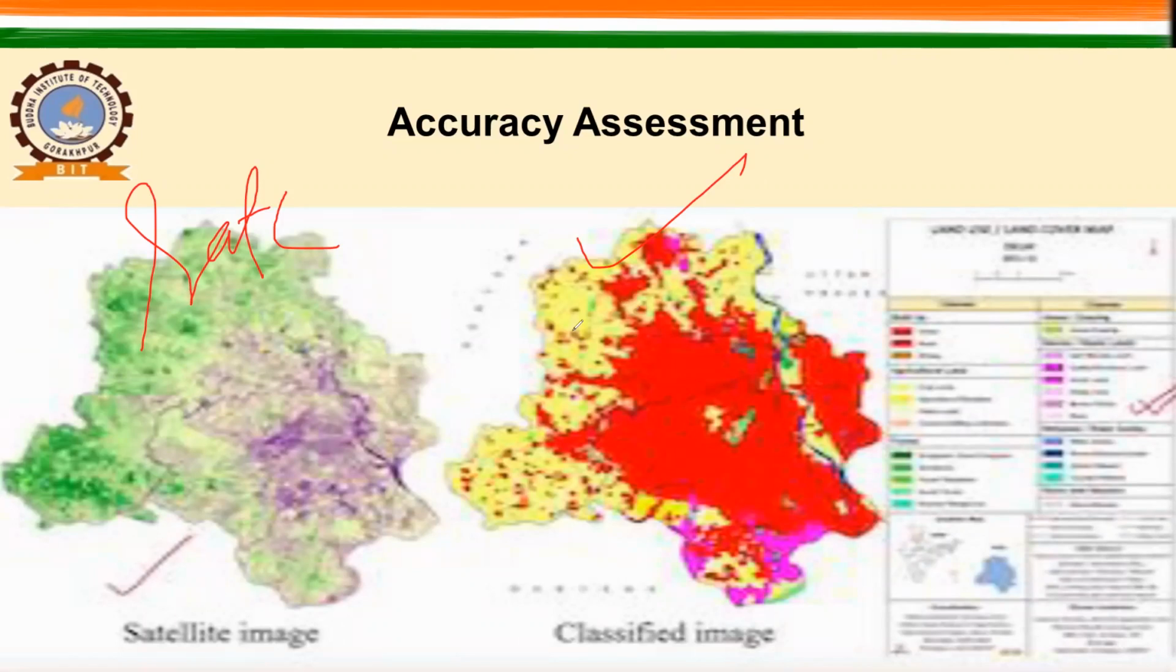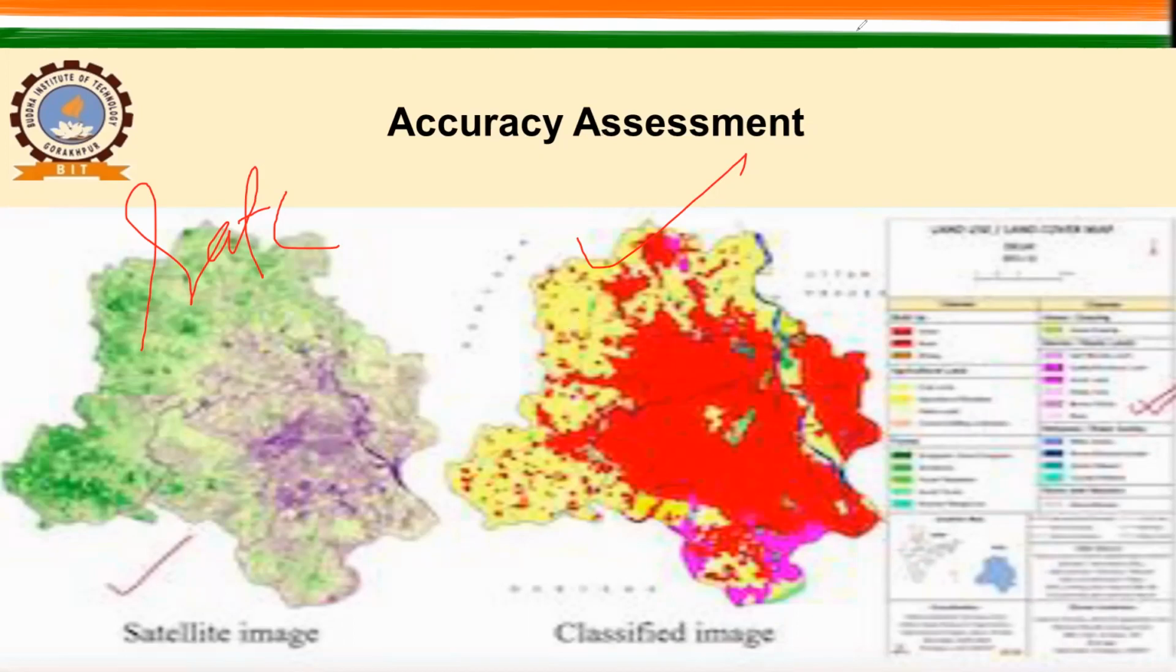So what do you have to do? You have to visit the field and collect the location values like latitude and longitude using a GPS, and then you will be plotting them here, right? These plotted information will be used to compare the classified image class and the field class. उसको हम कहते हैं ground truth, ठीक है?